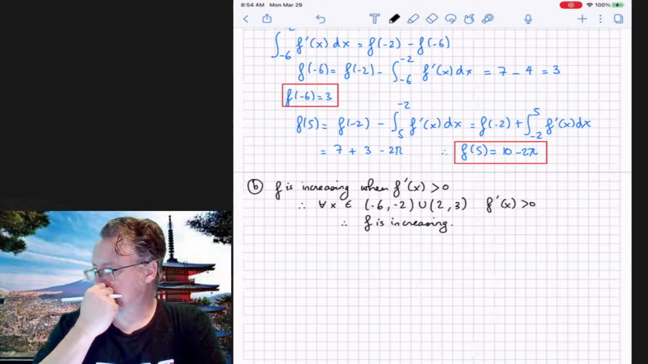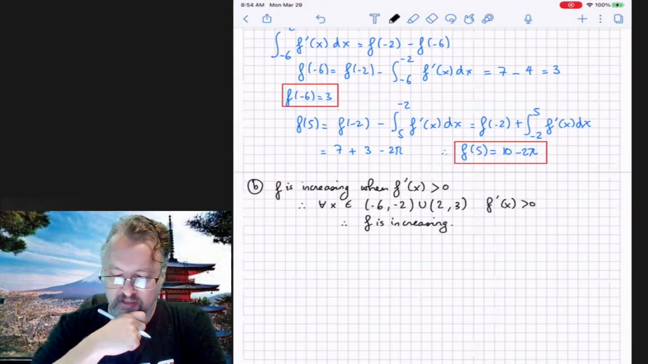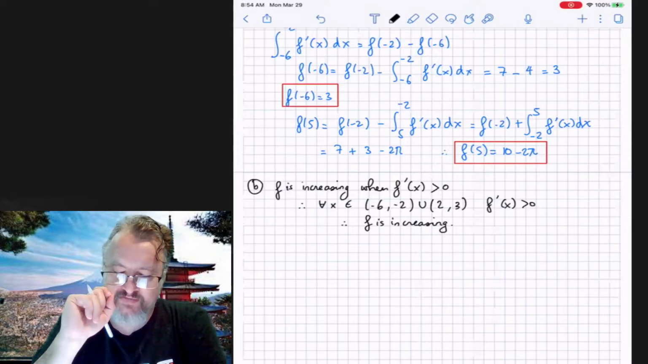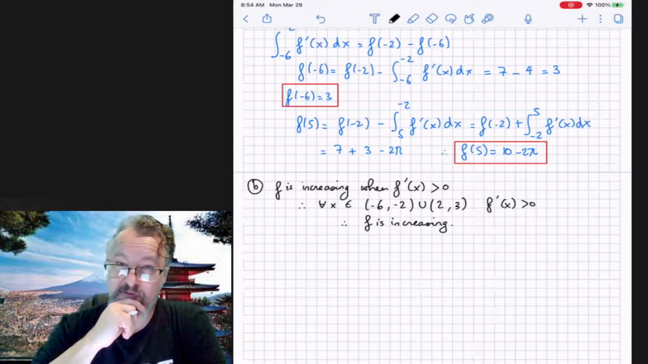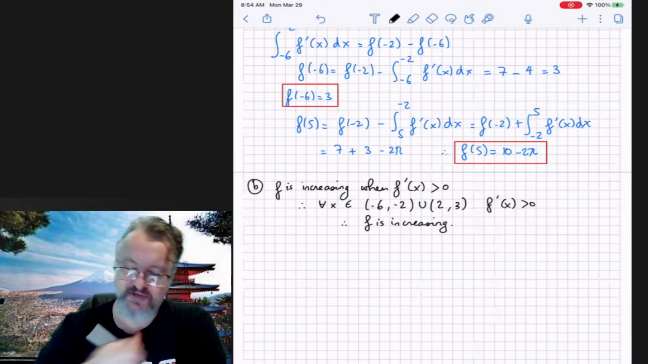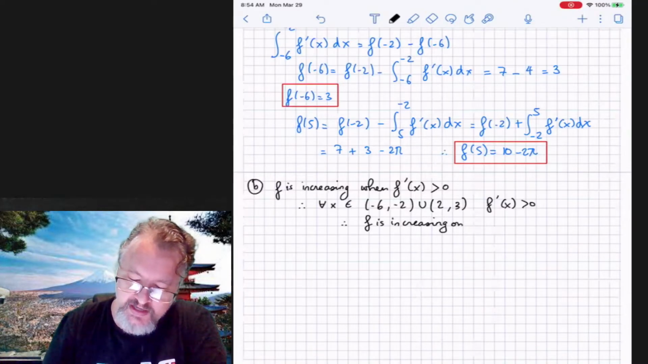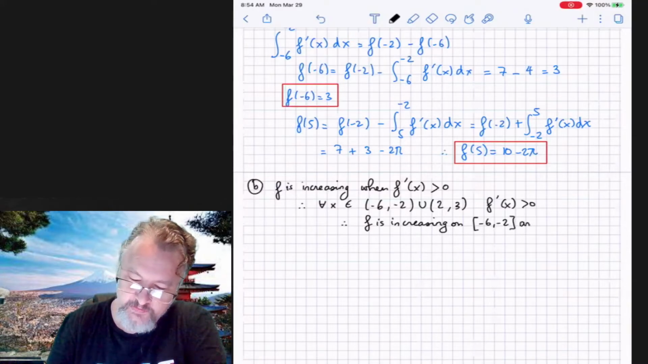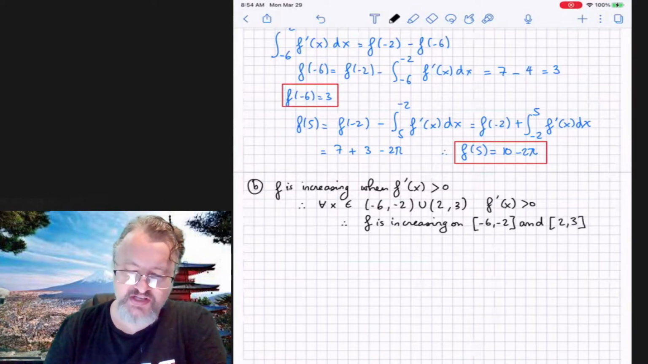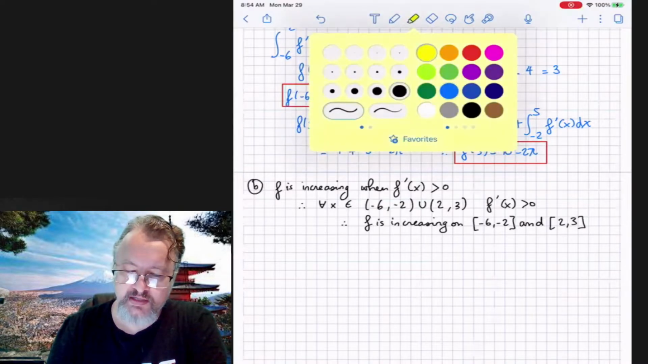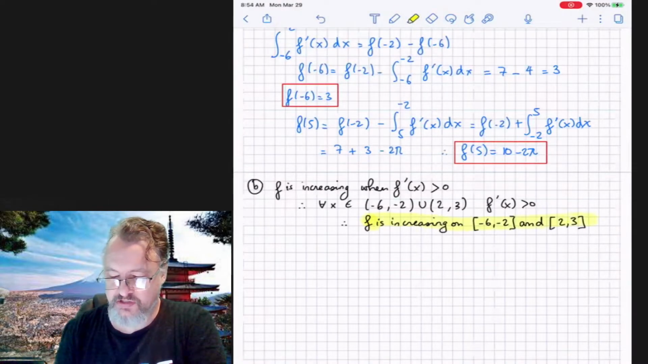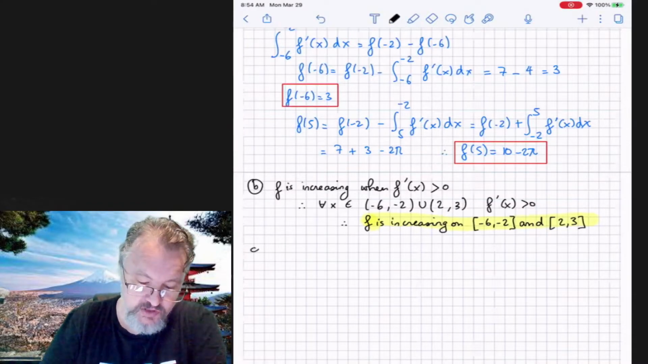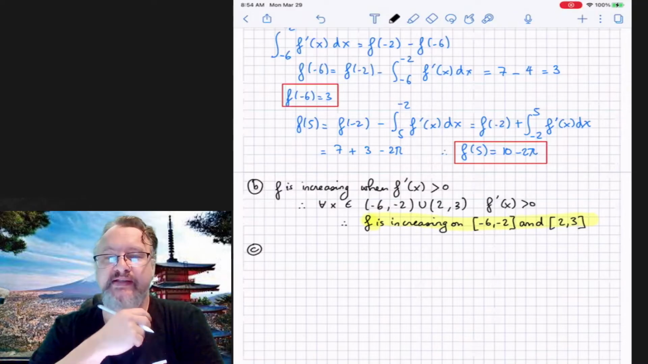Now, the question is, when is f increasing? So when the derivative is greater than 0, right? Therefore, f is increasing on, and be careful right here, we are going to have closed interval. All right. So now we are done with this. Let me just highlight this answer right here. I don't want to box something like this, it's too big. And that's simple. Let's just move on to part C.